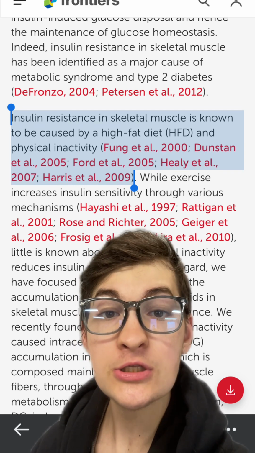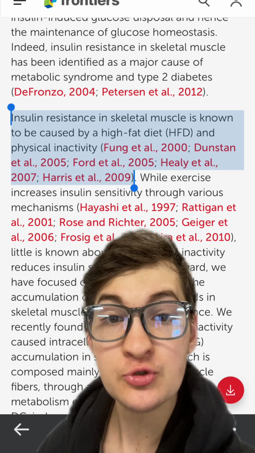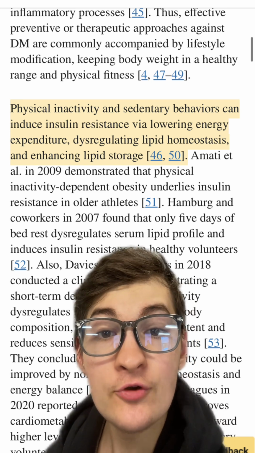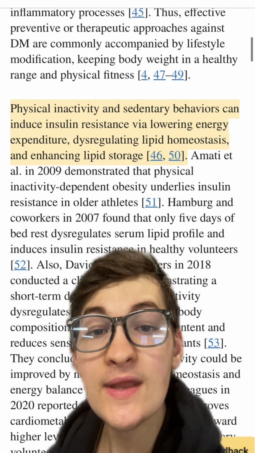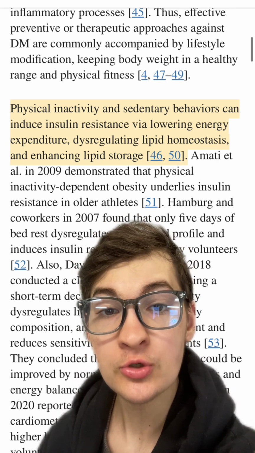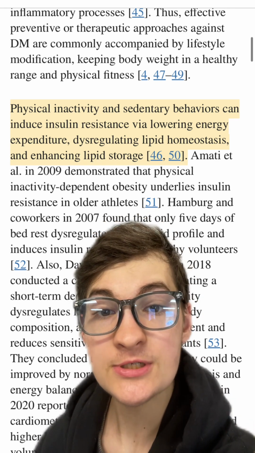With that being said, we can cause insulin resistance specifically in the skeletal muscle through physical inactivity and the acute overconsumption of calories, specifically saturated fat. This is because it dysregulates the amount of lipid being delivered to skeletal muscle and the amount that is actually being expended, leading to an accumulation of fat within the skeletal muscle, which we would refer to as insulin resistance.